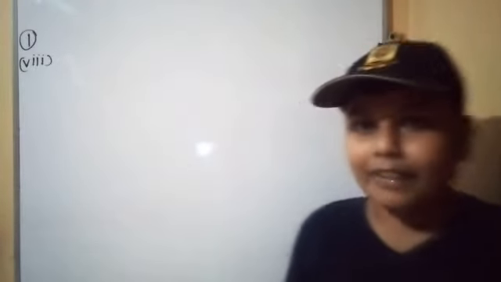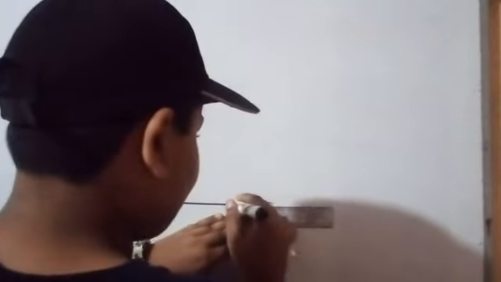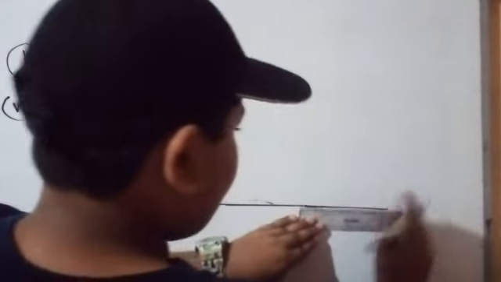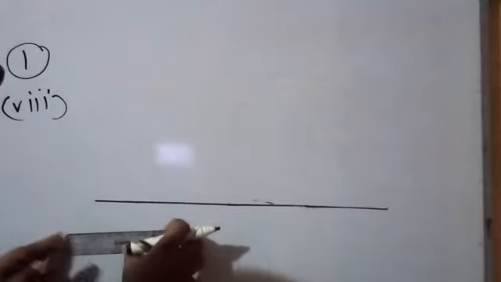So let's do that practically. First, get the ruler. Now this is the first question, 8th one. Get the ruler and draw a line, a straight line, like this.